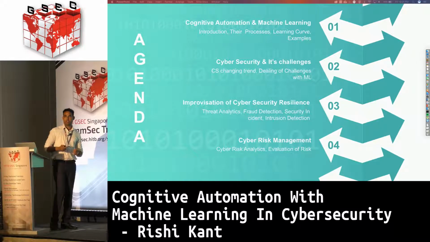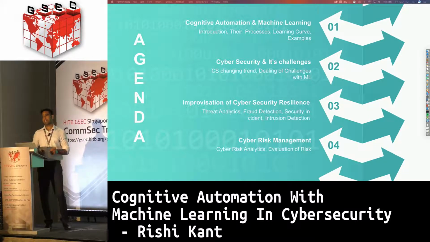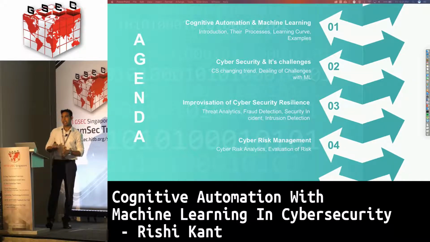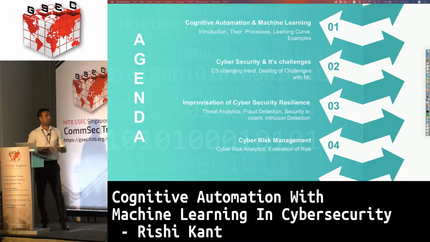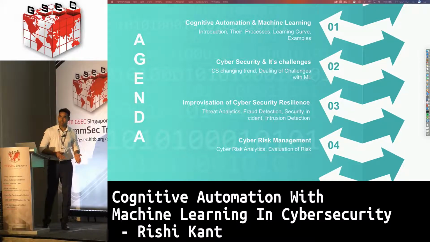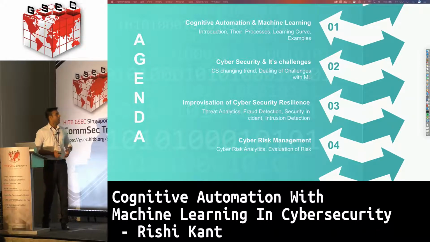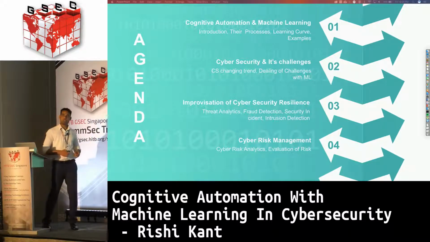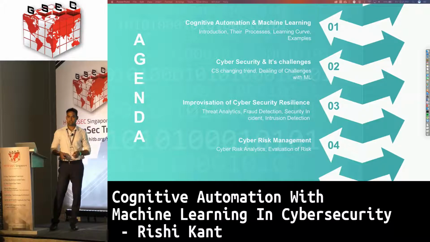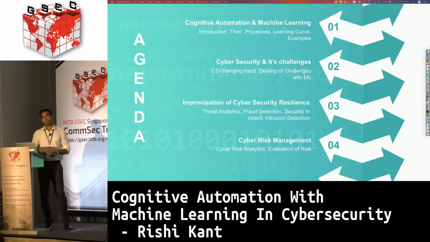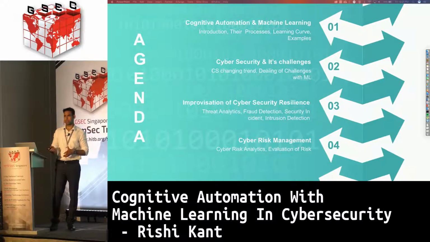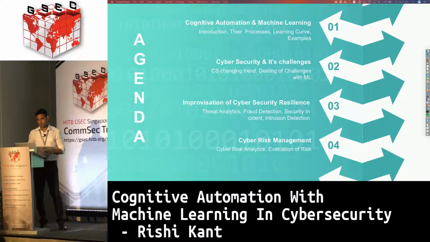Improvement of cybersecurity resilience with the help of machine learning: how machine learning is going to help in cybersecurity, what challenges we have in cybersecurity, and how we're going to overcome them with the help of machine learning. And the other one is cyber risk management. Basically it talks about the evaluation of the risks identified, the risk factors identified, how we're going to mitigate them, and how we're going to perform the risk assessment part.